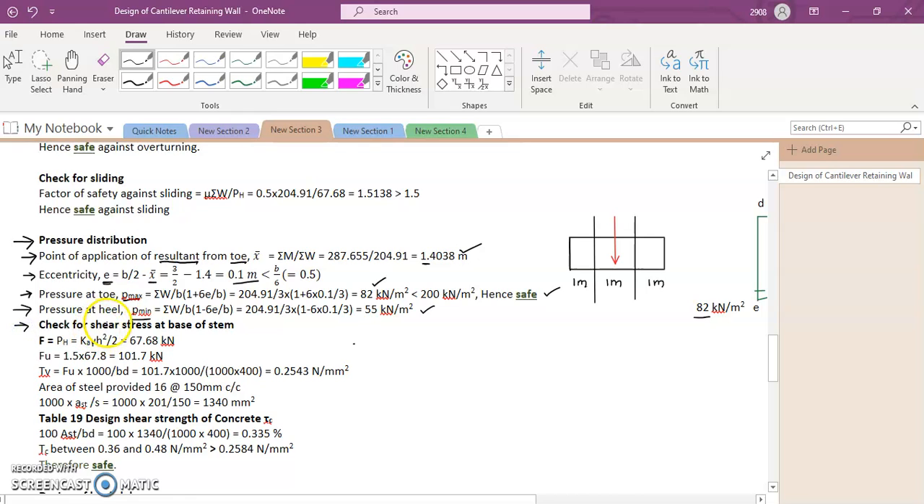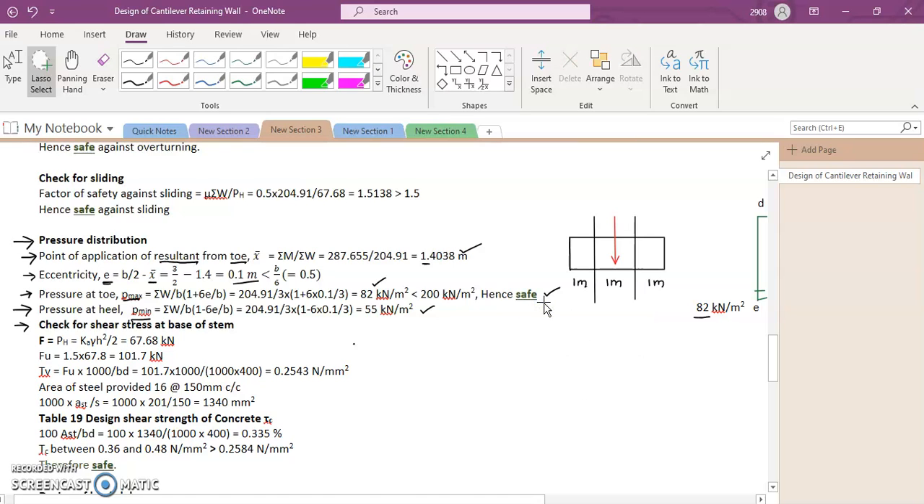Next we have to check for shear stress at the base of the stem. Now if we have a beam which is simply supported, this is the axis of the beam, and we have a transverse force here, P. This transverse force means it's a perpendicular force, perpendicular to the axis of the beam. Because of this transverse force, the beam will experience shear. So any force which is transverse to the axis of the member will cause it to shear.